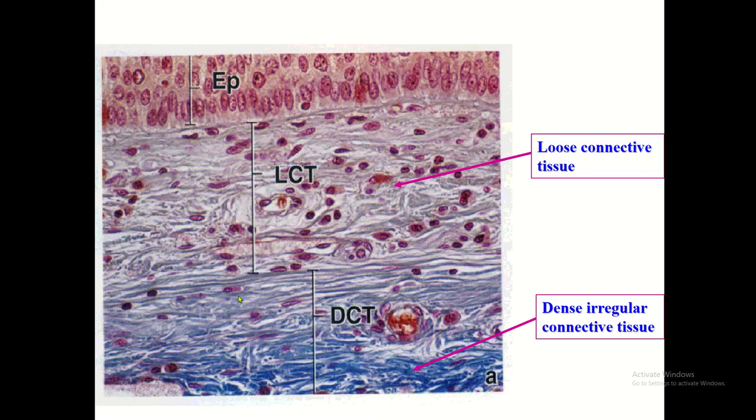This is the epithelial tissue and underlying connective tissue, loose connective tissue, frequently known as the lamina propria. And this is dense irregular connective tissue. It is formed by the dense irregular connective tissue. This is also known as the submucosa. The submucosa of the gastrointestinal tract is usually formed by the dense irregular connective tissue.